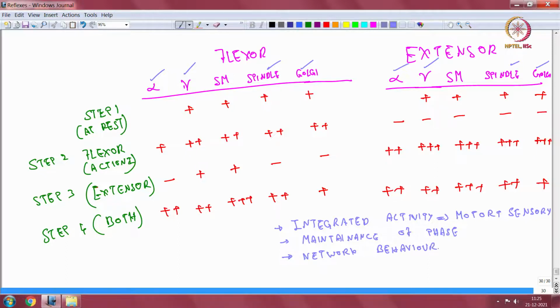Local networks, larger networks, local networks within the muscle, larger networks across the spinal cord, flexor and extensor across, and also the idea of higher control. Higher control is this: what movement is to be done comes from the top, but that gets implemented through this mechanism. So, that is the idea which is conveyed.